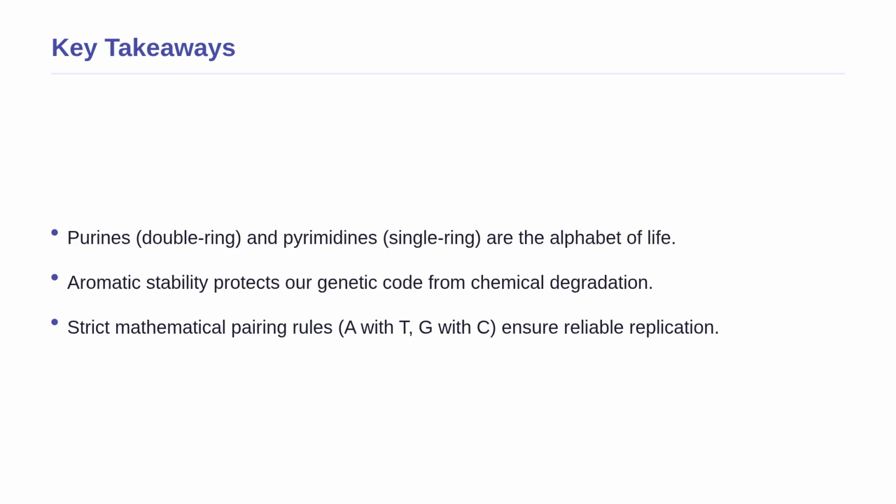We have covered a lot of ground today, so let us review the most important ideas. First, purines and pyrimidines are the essential nitrogen-containing rings that form the alphabet of life, with purines being double-ringed and pyrimidines single-ringed. Second, their aromatic nature provides incredible stability, protecting our genetic code from degradation. Finally, their strict mathematical pairing rules ensure that life can be reliably passed down from one generation to the next without losing the instructions that make us who we are. Great job following along.